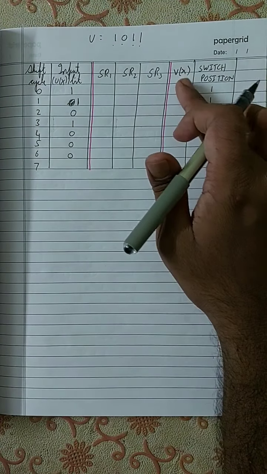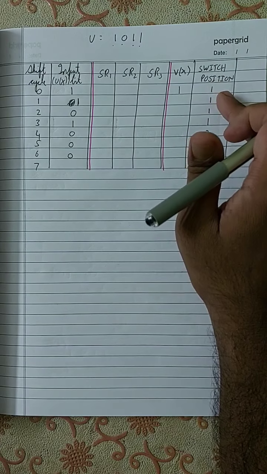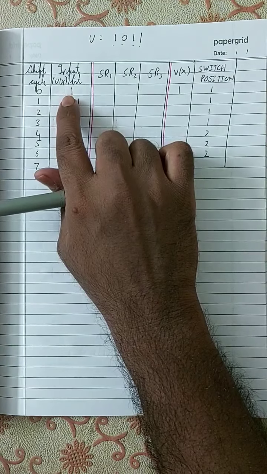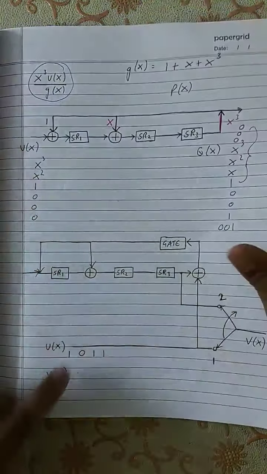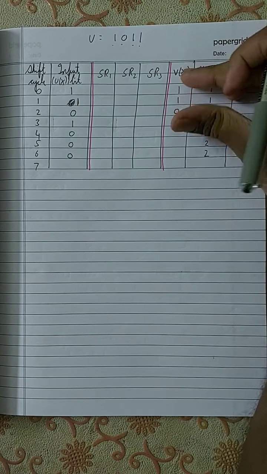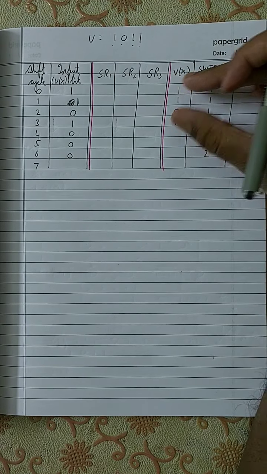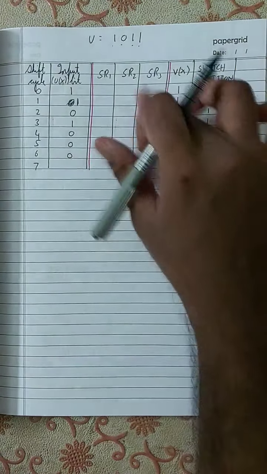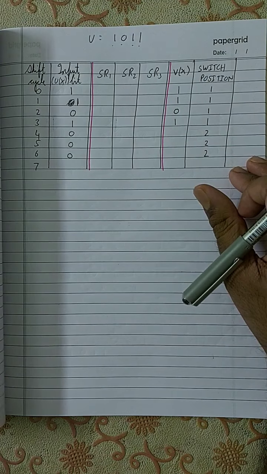Now let me write the output first. If the switch is in position 1, the output will be your input bit itself, because the same value will be transmitted at the output. So you will get 1 1 0 1 itself. Now let's talk about the shift registers. What will be the value of the shift registers?